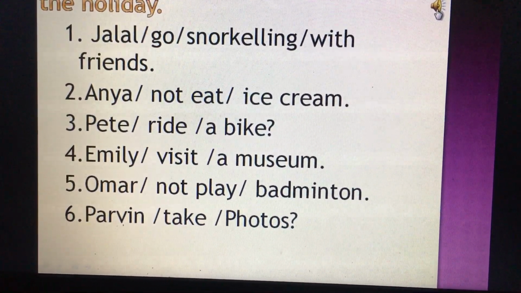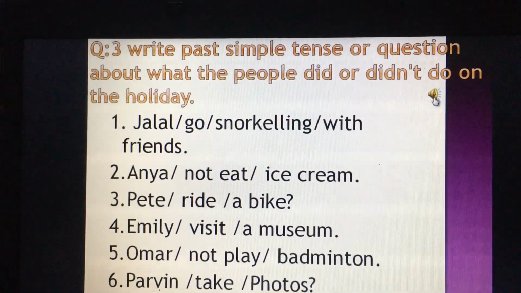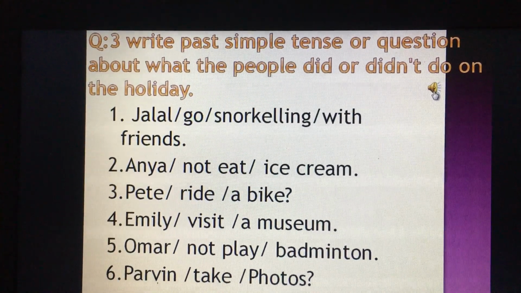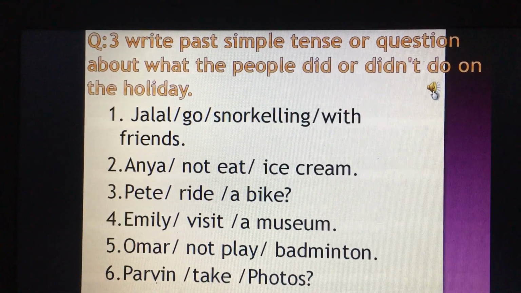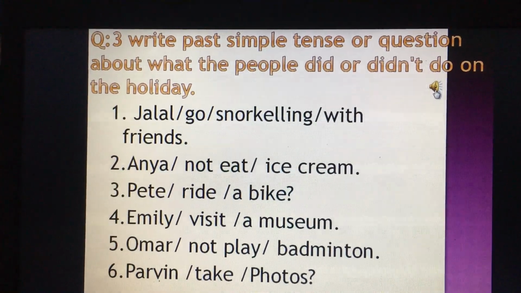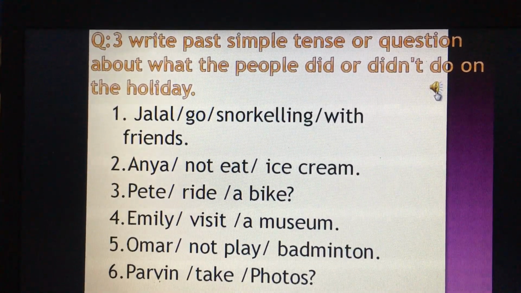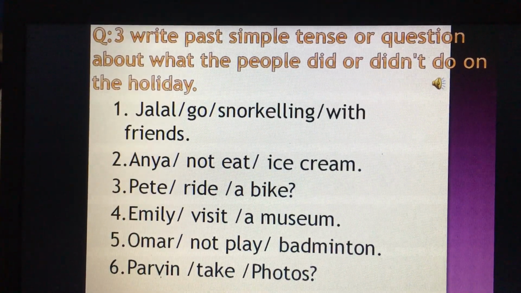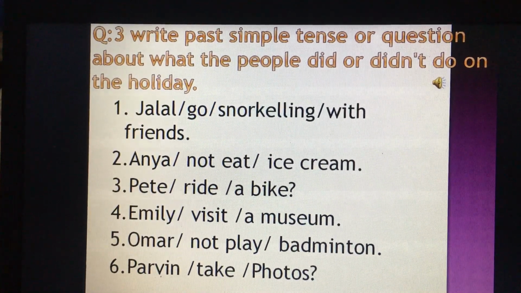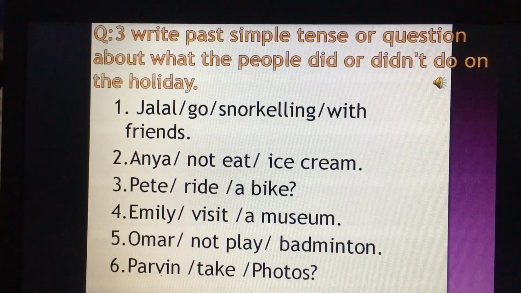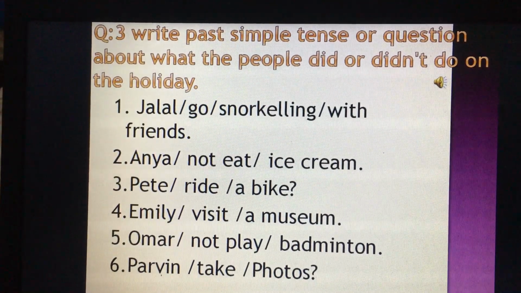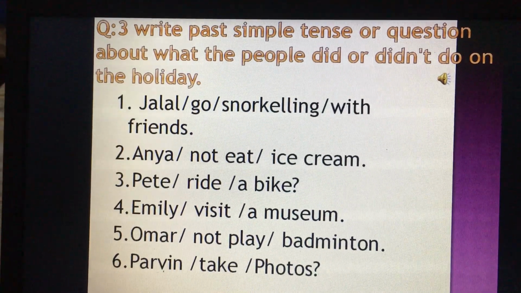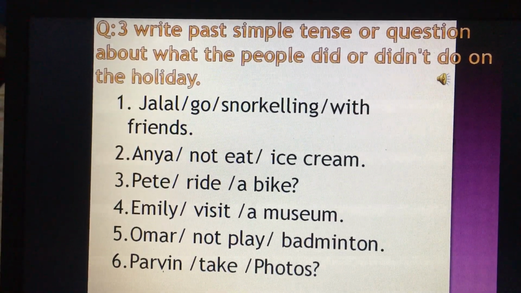Now question number 3 is write past simple sentences or questions about what people did or didn't do on their holiday. Like number 1 is Jalal go snorkeling with friends. So it is a simple sentence, means a positive sentence. You will just change the form of the verb over here. Second one is Anaya not eat ice cream. So this is a negative sentence. So what will you do? You will just use the helping verb over here along with the form of the verb. Which form of the verb will you use, first or second?